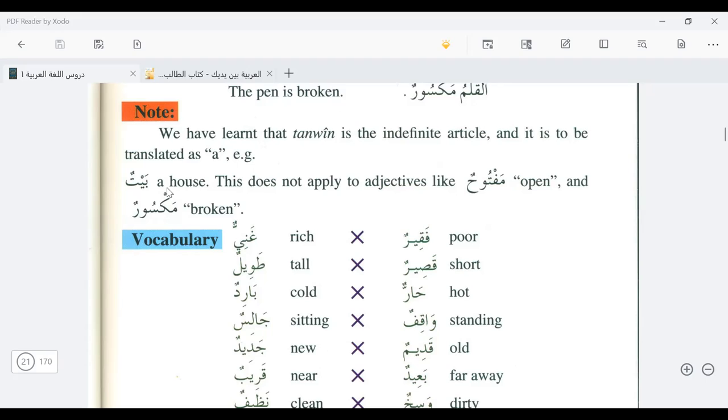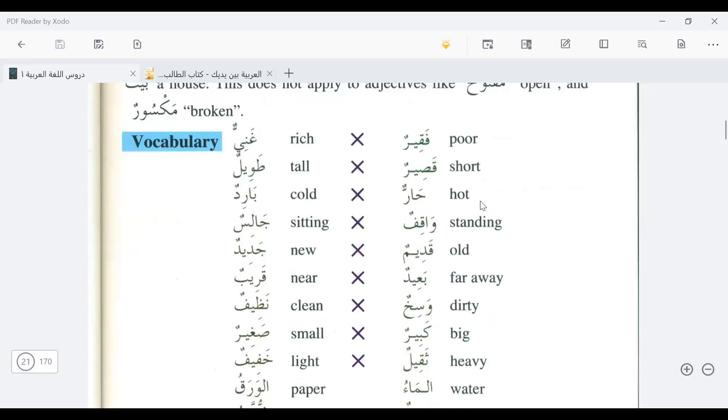Baitun, a house. This does not apply to adjectives like maftuhun, open, and maksurun, broken. So you cannot say "a open" or "a broken". It only applies to the nouns, not adjectives. So I hope you understand that. Okay, vocabulary.